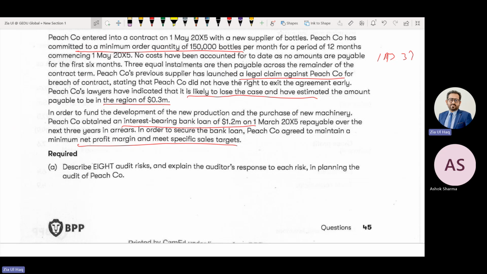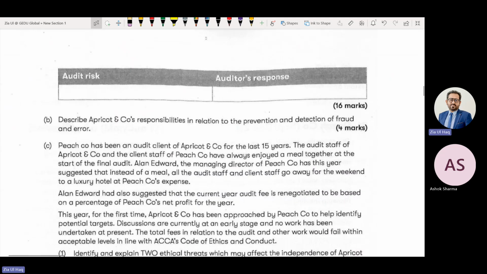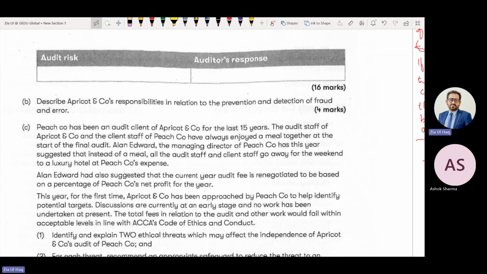Exact risk, but they were specifically stated. Requirement B of the question. Describe Apricot's responsibilities in relation to prevention and detection of fraud and errors. Who is Apricot? You are Apricot. Who are you, auditor? Your client is Peach. What are the auditor's responsibilities in relation to prevention and detection of fraud?